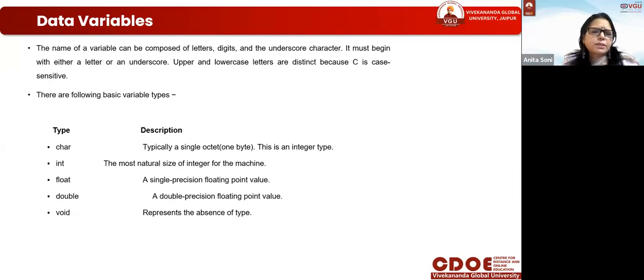Float is single precision, a decimal number, generally taking 4 bytes. Double is double precision, and it is double the size of float, generally 8 bytes. Void represents nothing. Void means absent. If any data type is void, it does not point to any kind of data type. Void represents nothing, meaning absence of type.